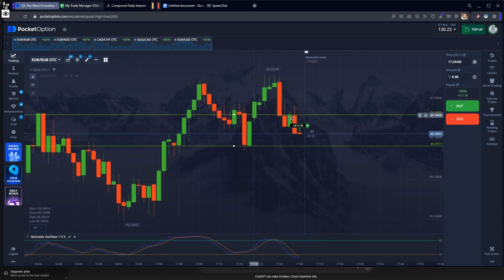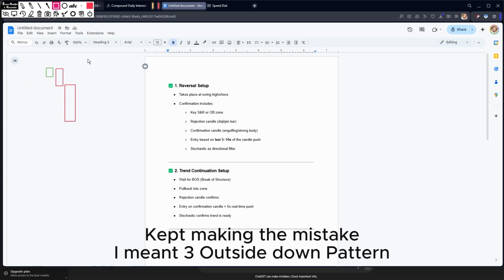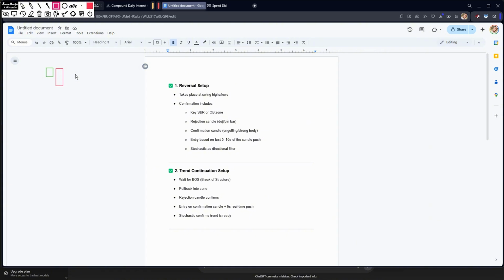So now let me explain. What we had was a small red candle, then a small green candle, and every red candle, and we had another one. Now this is a three outside up pattern. I entered this trade, or how was it? I think it was like this, and this one was not small.